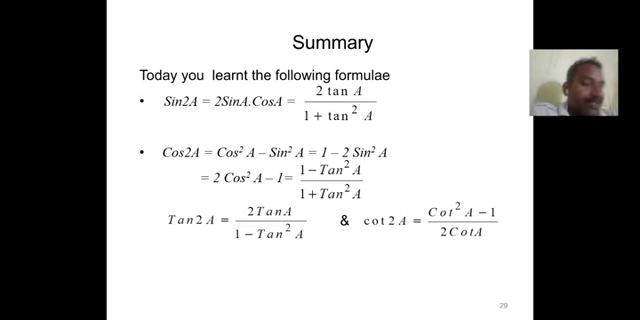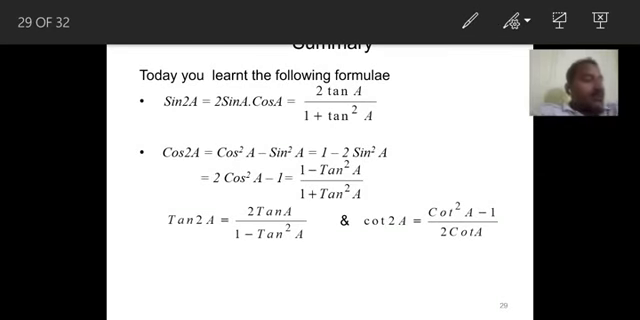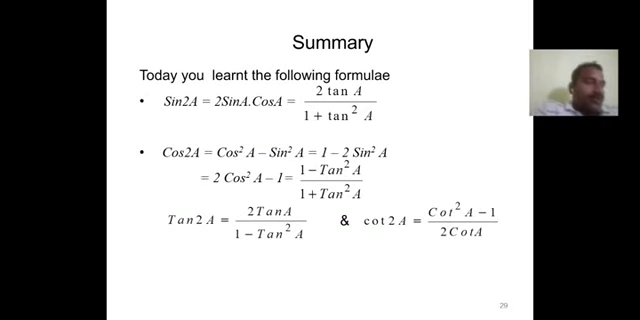Sin A in terms of A by 2 is 2 sin A by 2 cos A by 2. That is 2 tan A by 2 by 1 plus tan square A by 2. Similarly, cos A in terms of A by 2: cos square A by 2 minus sin square A by 2, that is 1 minus 2 sin square A by 2, that equals 2 cos square A by 2 minus 1, that is 1 minus tan square A by 2 by 1 plus tan square A by 2.